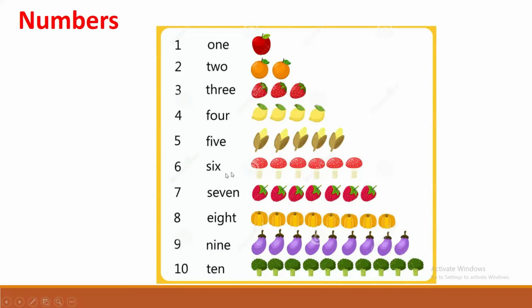S-I-X, 6. What are these? Mushroom. Shall we count? 1, 2, 3, 4, 5, 6. 7. S-E-V-E-N, 7. How many strawberries are there? Count and say. 1, 2, 3, 4, 5, 6, 7. Very good. There are 7 strawberries.